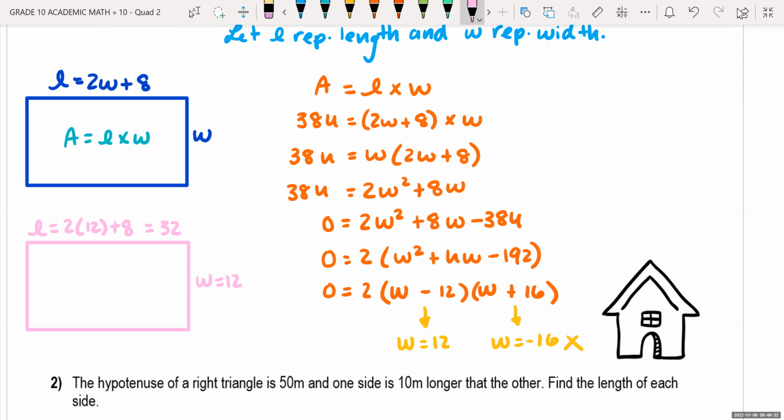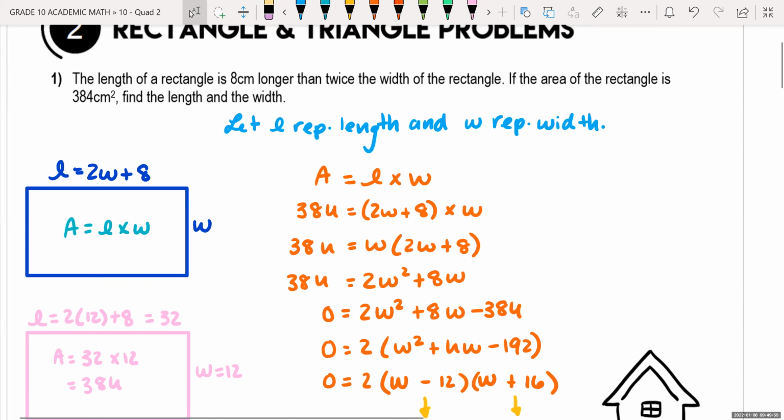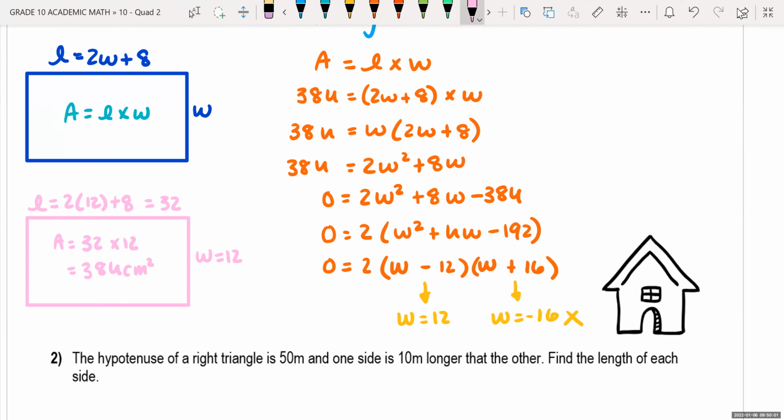If you're wondering why I'm not writing units, honestly, I just leave my units for the very end when I'm writing my therefore statement. Okay, and so now to keep checking, area is equal to 32 times 12. And you're going to use your calculator, and we're hoping we're going to get 384. Maybe I should add some units, centimeters squared. So that solution is correct. It's the only answer we can get.